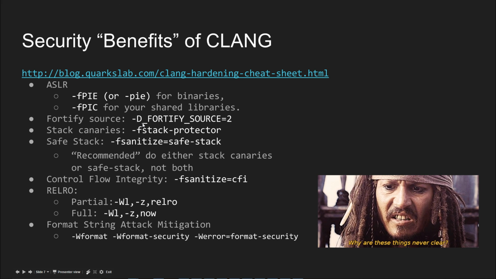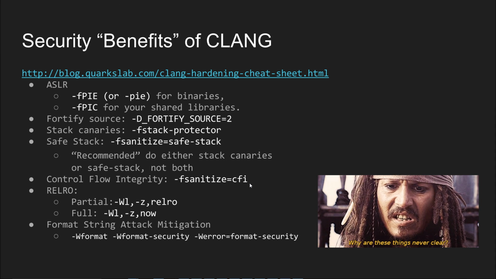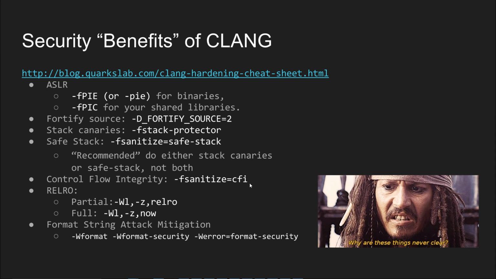For source fortification, you'd use -D_FORTIFY_SOURCE=2. There's also 1 and 0, but 2 is the strongest, and that adds in some reordering of local variables and some additional checks. We've already covered stack canaries and SafeStack. Control flow integrity is enabled by -fsanitize=cfi. It is actually experimental at the moment, so I can't outright recommend it.